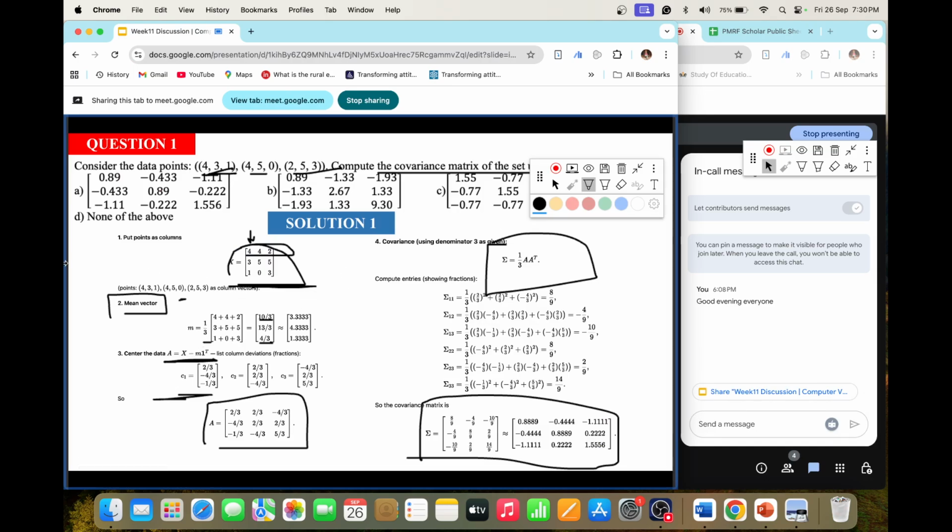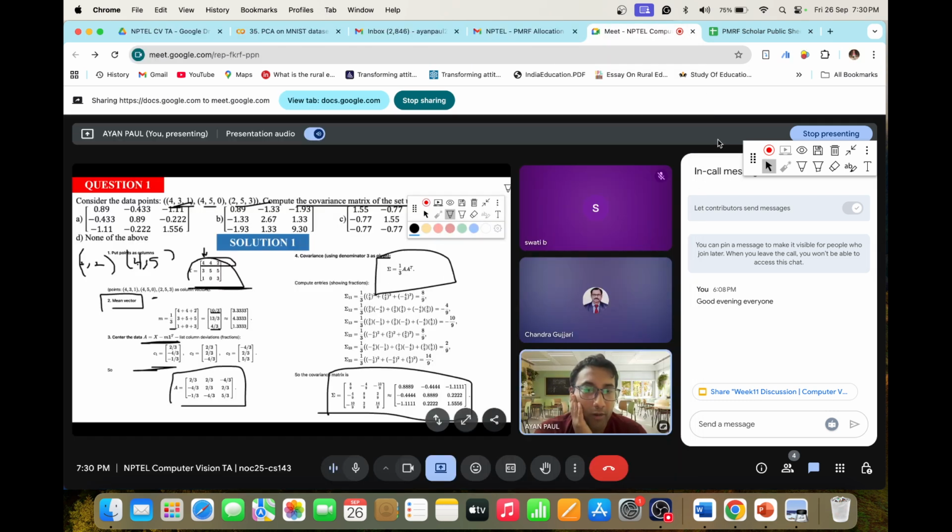How do you calculate the mean? If I give you 2 comma 2 and 4 comma 5, these are the data points. How can you get the mean? 2 plus 4 by 2, that is 6 by 2, that is 3, and 2 plus 5 by 2, that is 7 by 2, that is 3.5. That is the mean, right?